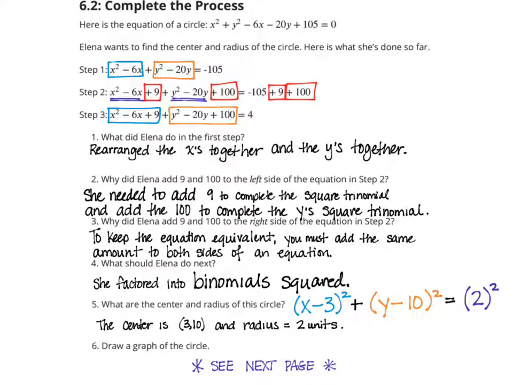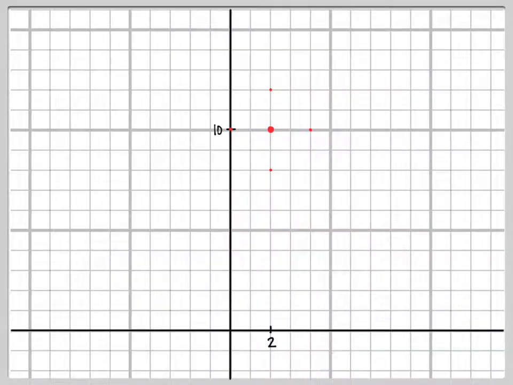They ask us to graph it, so we're going to see the next page. And I have a piece of graph paper. You'll need a piece of graph paper to do that. When they say graph something, you need graph paper. So I graphed the paper.